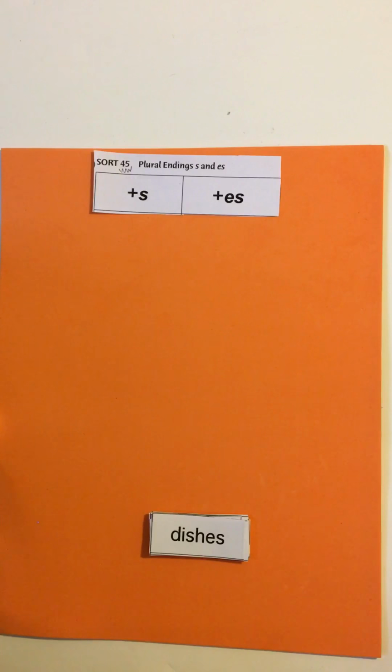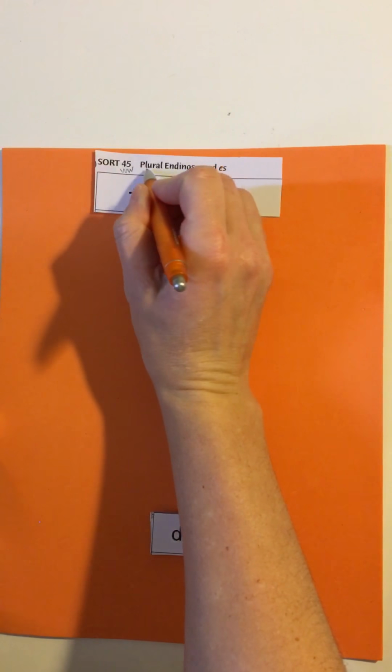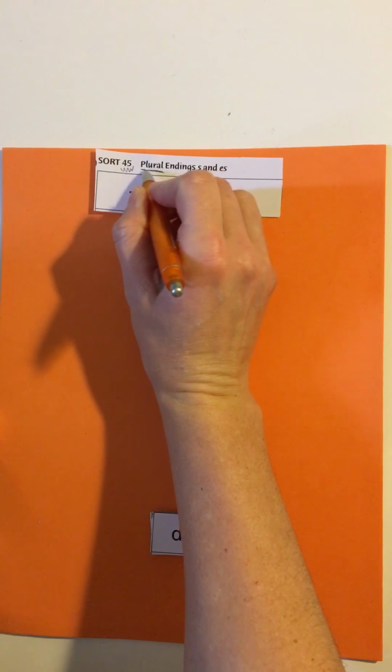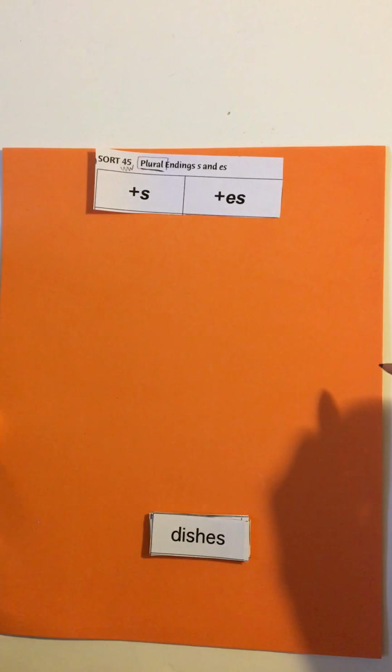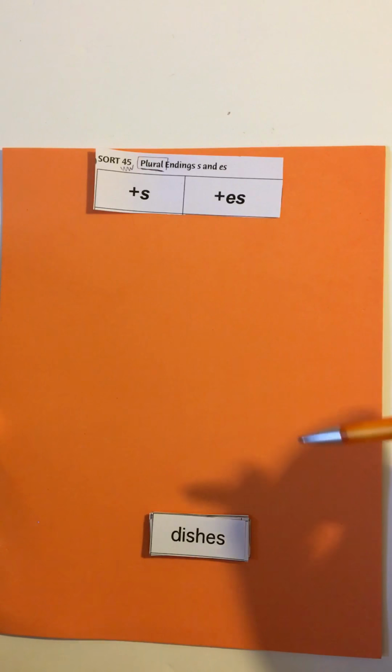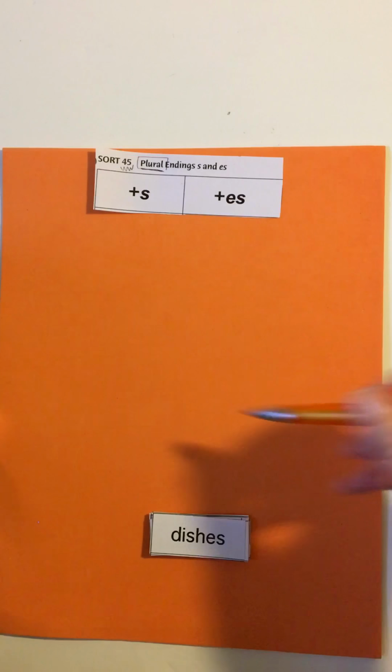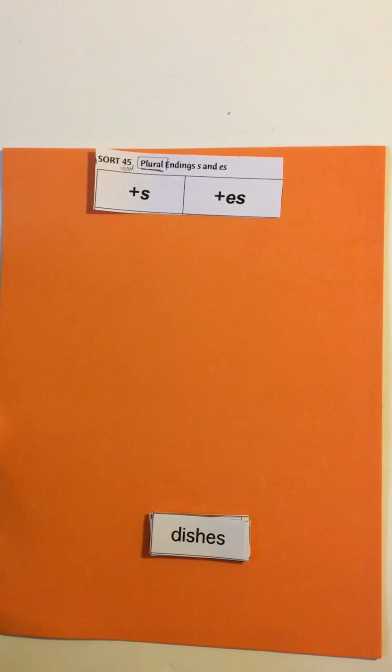Word study sort 45, the plural endings with S and ES. This word plural just means that there's more than one. When you're trying to say that there's more than one, you either put an S or an ES onto the word. Not an apostrophe S, just an S. In this sort, we're going to learn when to use the ES as opposed to just an S.